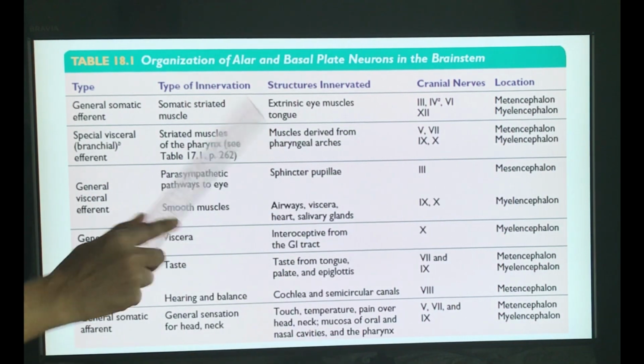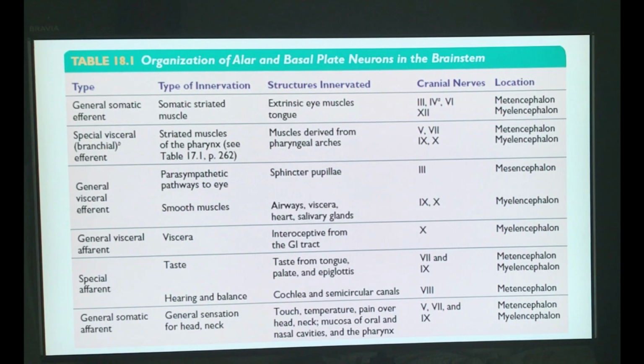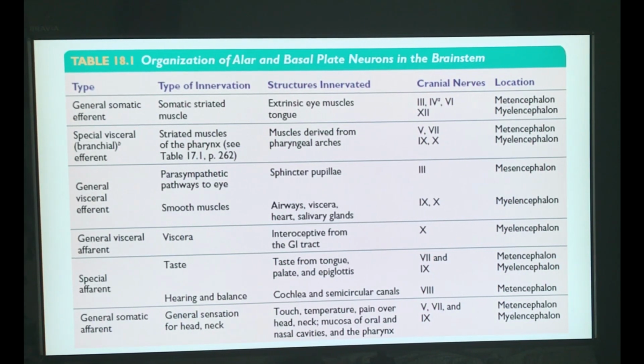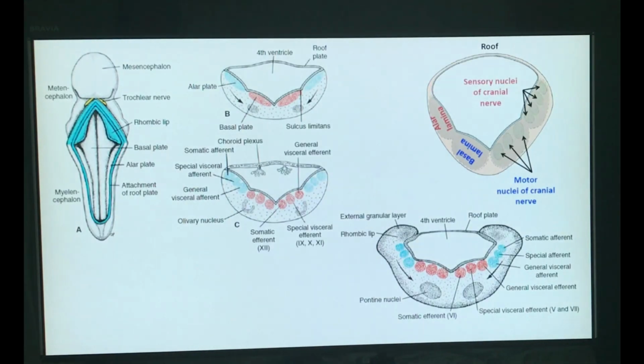Okay, they also supply the salivary glands, the parotid, submandibular, and sublingual glands. Okay, and also the lacrimal glands and the nasal cavity glands. So all of these are parasympathetic innervation, categorized under general visceral efferent. So these are the 3 types of motor neurons which are present in the basal plate in the brainstem. Okay, next, so this is how the arrangement is.